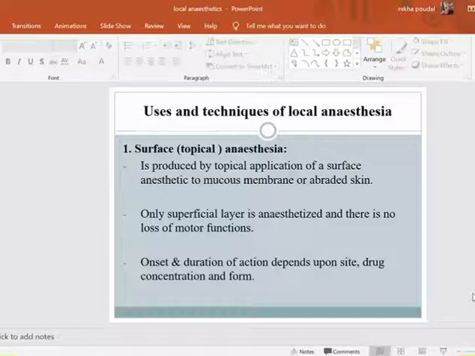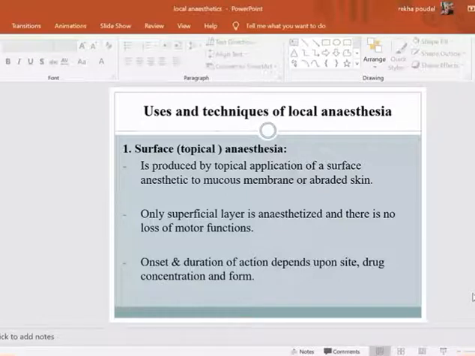Surface anesthesia, the name itself says it is applied locally. It is produced by topical application of a surface anesthetic to mucous membrane or abraded skin. So the drug is applied superficially to anesthetize that particular area, and only the superficial layer is anesthetized, and there is no loss of motor function. Since it is applied topically, it will only anesthetize the superficial layer, but motor functions are not affected.